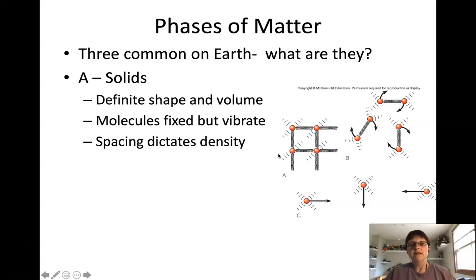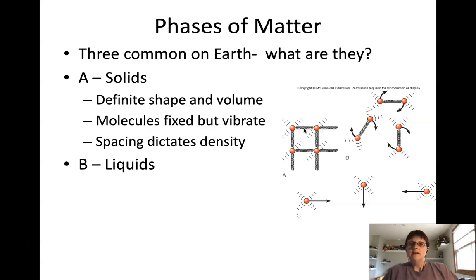And the spacing of them dictates the density. So you probably know that things float in water. That means that if it floats, it's less dense. So that means that the atoms are spaced farther apart, but if it's a solid, that means that they're fixed farther apart.